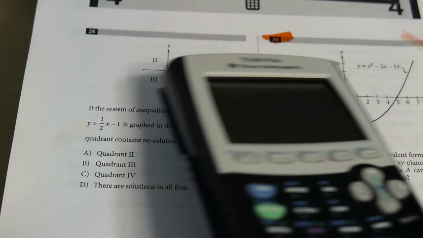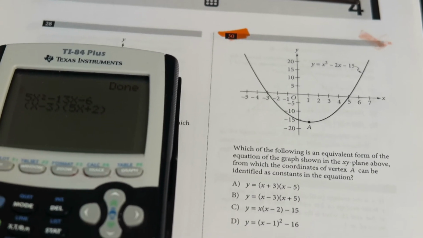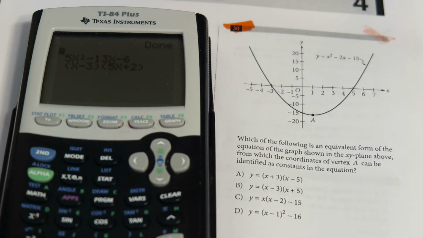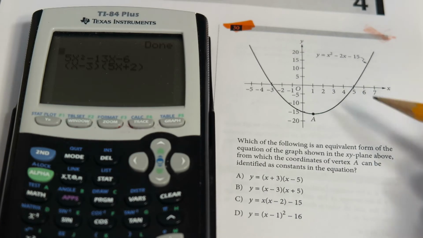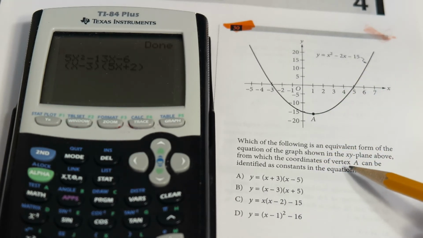Now the new ACT, I've noticed that it has several questions that deal with going from different forms to vertex form. So in this case, they gave us the standard form, and they wanted us to put it in the vertex form.